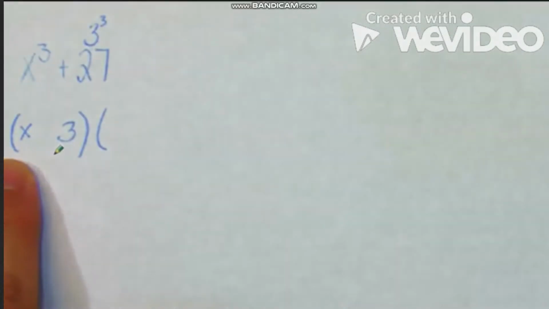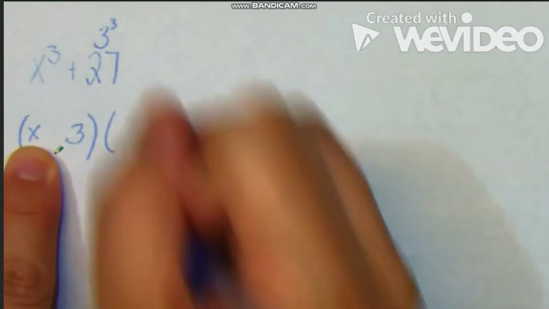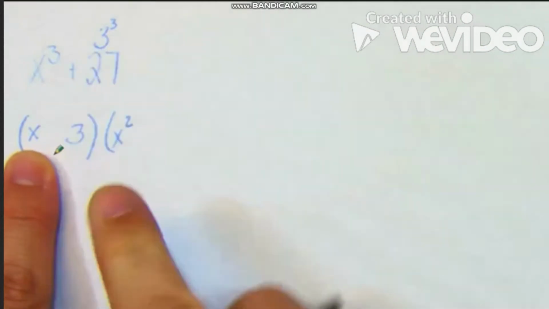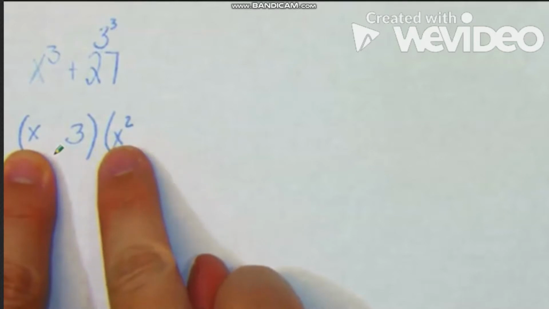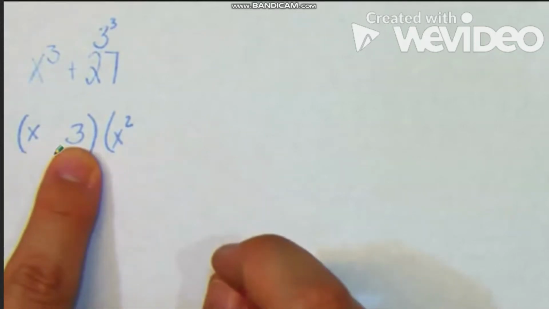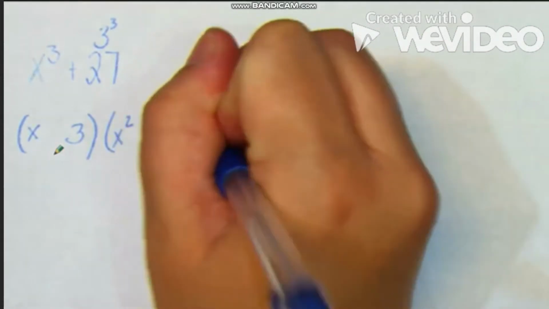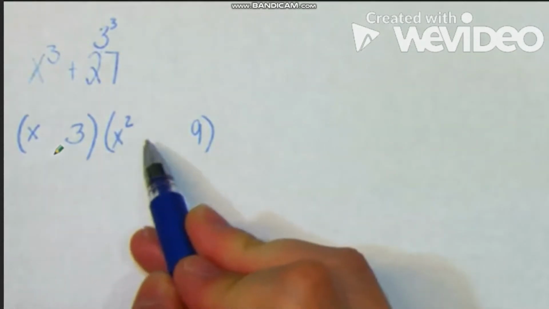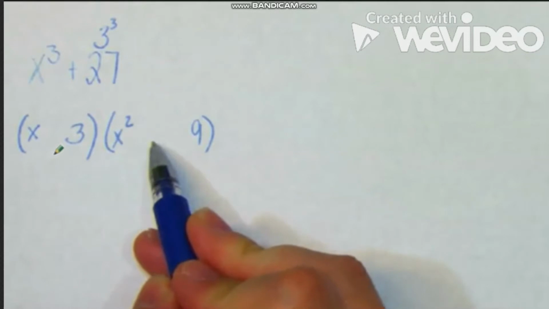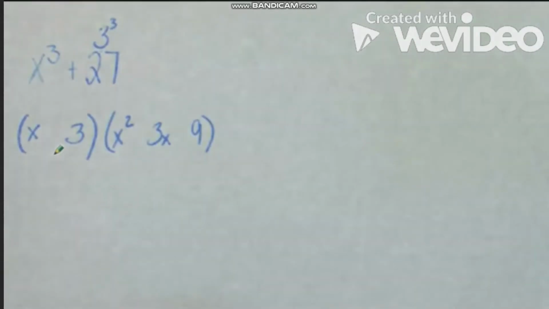First times first is first. So first times first, x times x is x squared, and it goes in the first spot of our next parenthesis. Last times last is last. So last times last, 3 times 3, is 9. That goes at the end. First times last is in the middle, but you guys know, x3 would look funny, so I'm going to do 3x, since the order of multiplication doesn't matter.